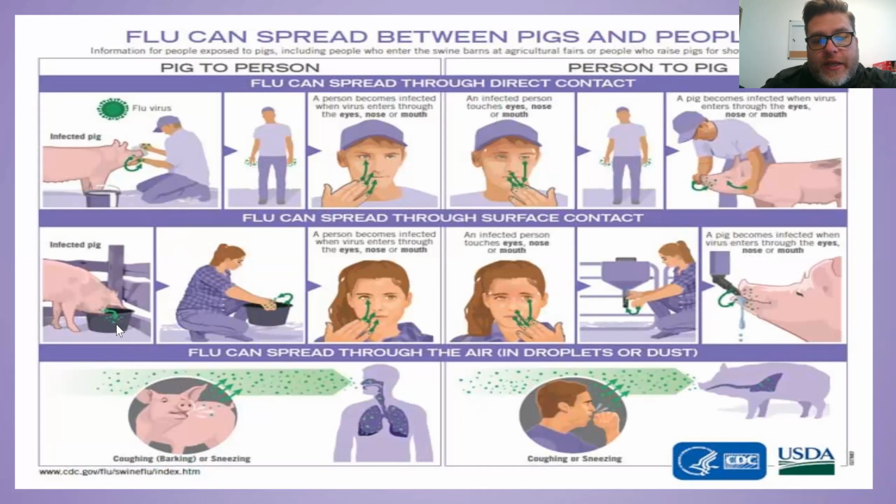We have the pig drinking water out of their little water bin here. The farmer goes and handles the water bin, then touches their face, and then touches the food dispenser here, and then it passes back into the pigs.